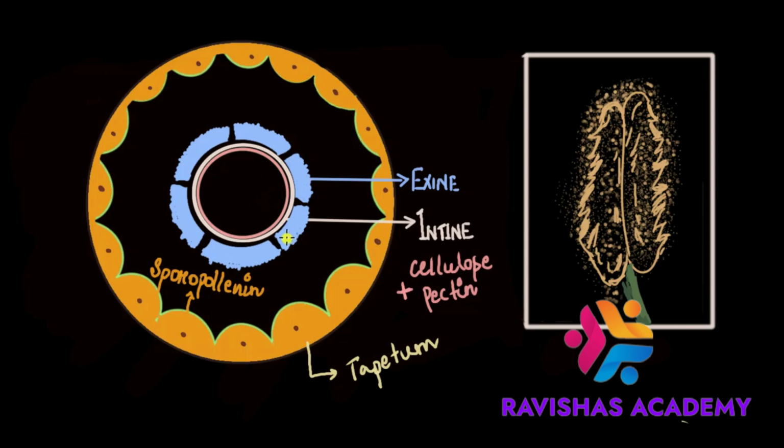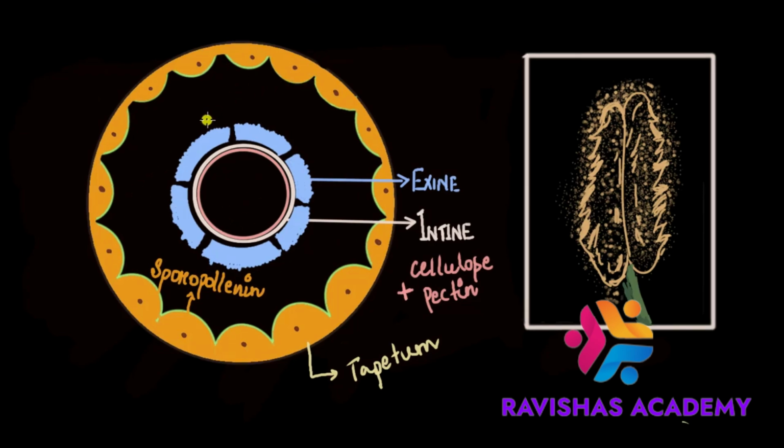And now with two layers on the outside of this microspore, it is now called a pollen. We have already been calling it a pollen, but any microspore that has an intine and an exine outside it, we call it a pollen. So now it has become a proper pollen.